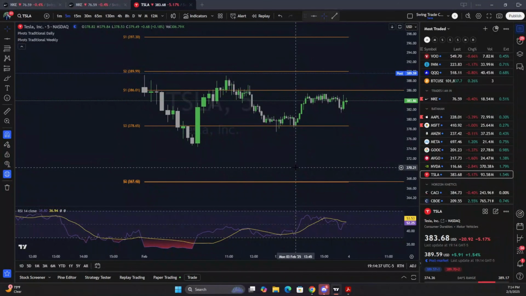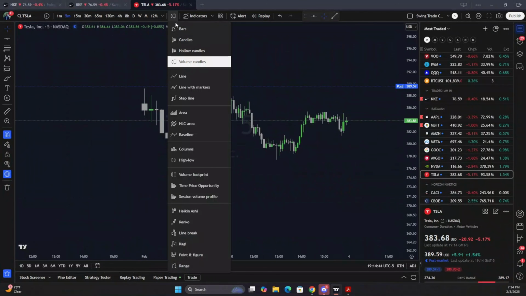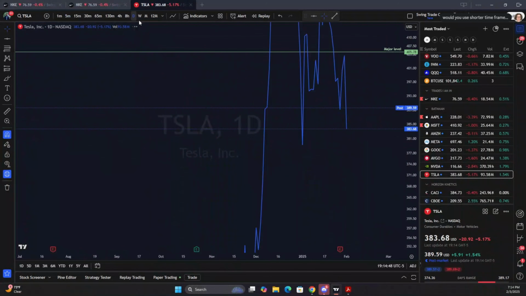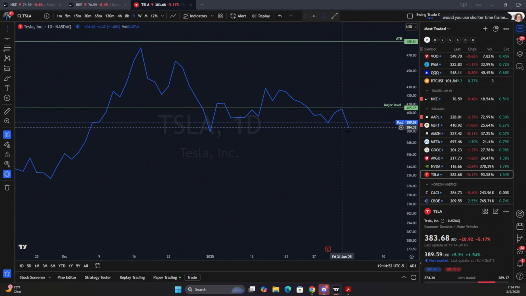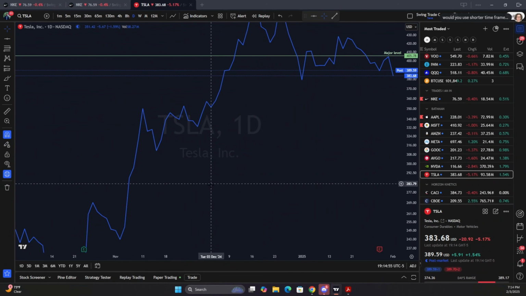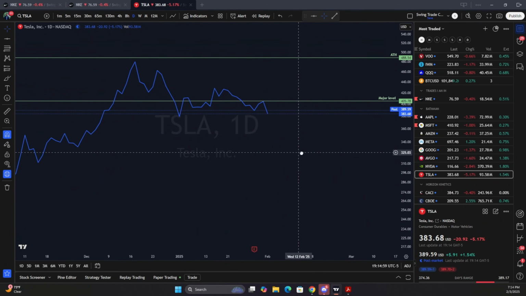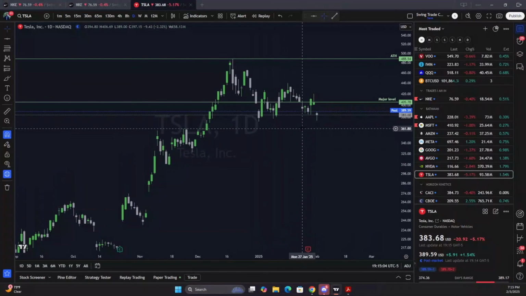Eventually what you want to do is be able to just remove all indicators, right? And you want to be able to look at a line chart on a daily and start to find major areas, right? Because that's what you want to do. You want to be able to trade clean. You want to trade on a clean chart and trust your levels, trust your areas, and believe in them, right?